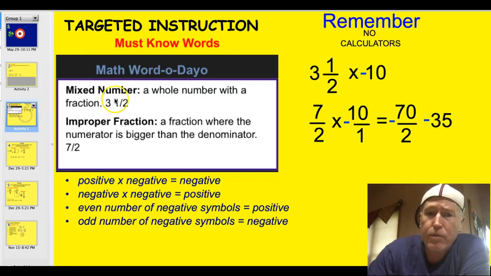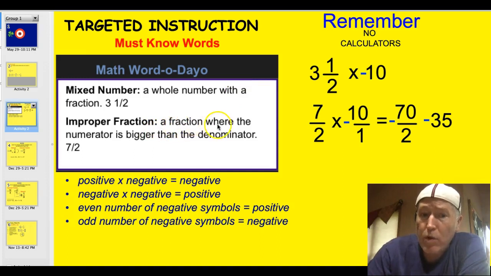Let's take and review some vocabulary. First of all, mixed number, it's a whole number with a fraction attached. An improper fraction, that's where the numerator is bigger than the denominator. In order to work with and multiply and divide mixed numbers, you have to turn them into improper fractions.